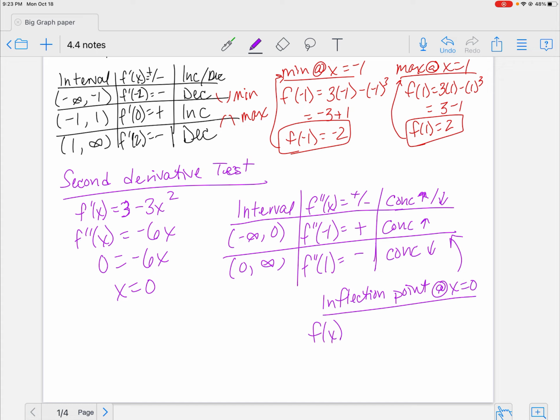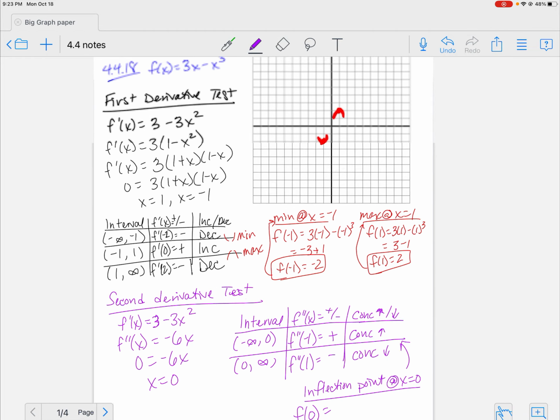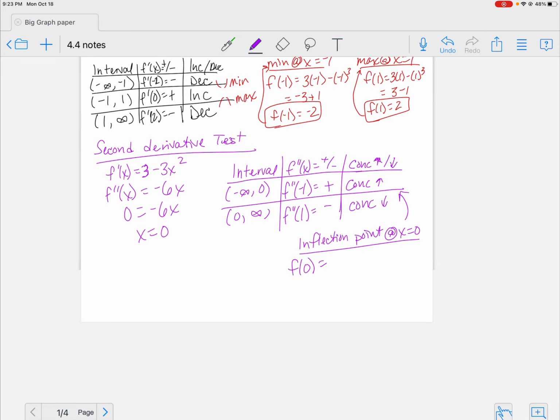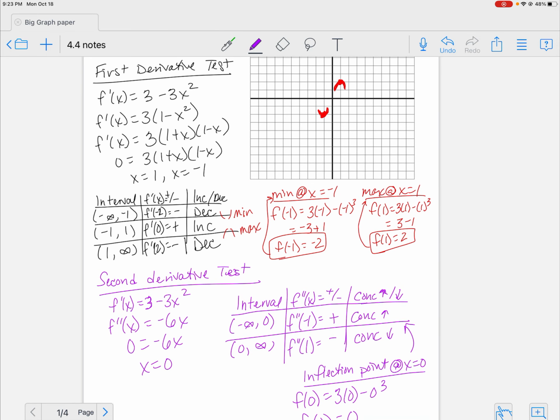So where do I get points? Into my actual function. So let's try this. f(0), let's squeeze this back down here so we can actually see our original function way up here. So 3 times 0 minus 0 cubed. And that's obviously 0. So (0, 0) is my inflection point. So I'm going to graph (0, 0) right here.